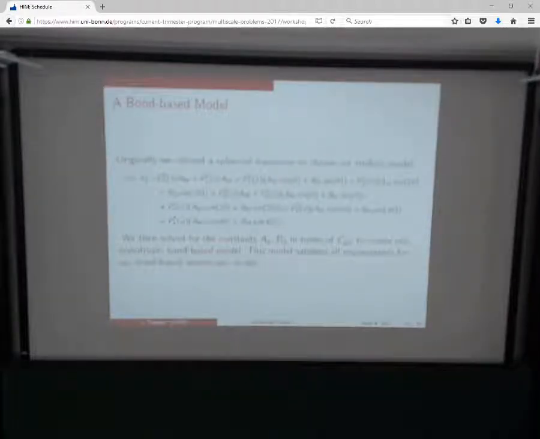So this was our first bond-based model. We also tried a spherical expansion first, and it took us quite a while to figure out how the formulation should be. The main problem was when we plugged in the elasticity constants, we wanted to have it reduced to the correct symmetry, and that's where a lot of the trouble arose.